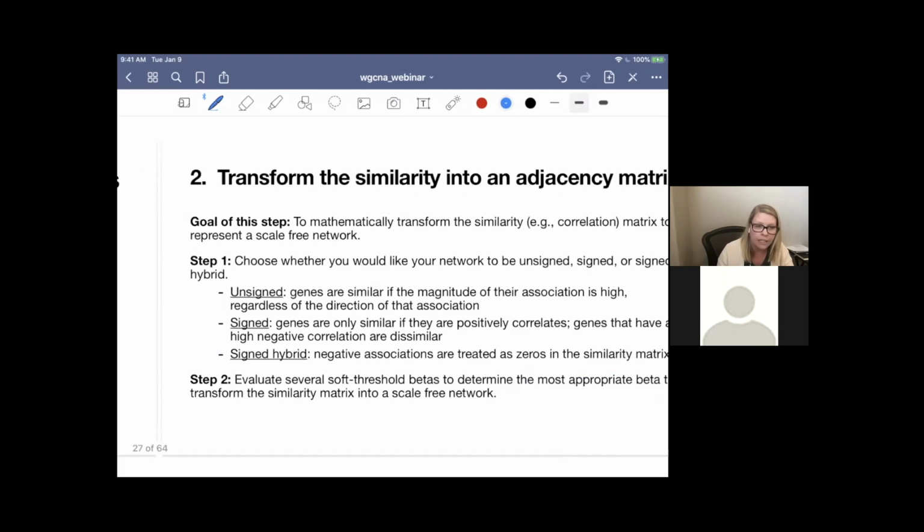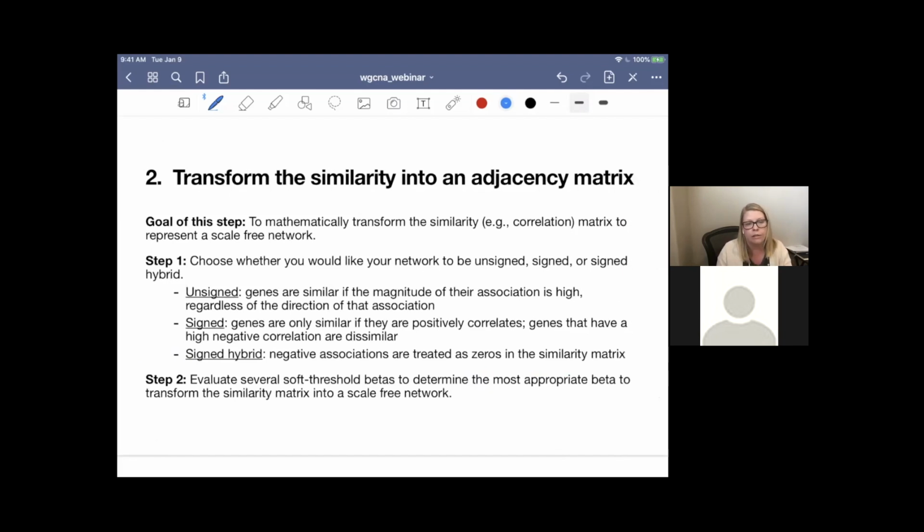So the next step is to mathematically transform that similarity matrix to represent a scale-free network. This is how that's incorporated into the WGCNA. One of our first steps before we can make that transition to the adjacency matrix is to decide whether we want a signed, unsigned, or signed hybrid network. What signed versus unsigned means is whether I want to consider 2 genes to be similar, and in the end be in a co-expression model, if they are negatively correlated.